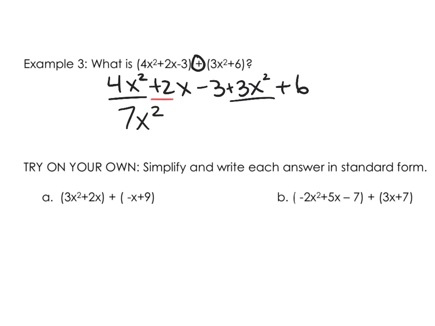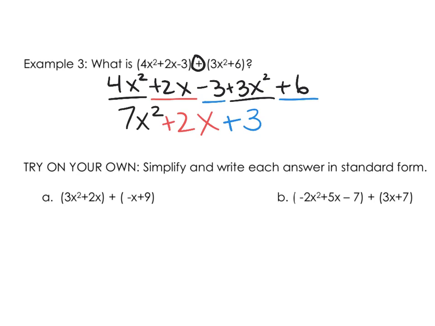And then this 2x doesn't look like it has anyone to go with, so I'm just going to bring it down. And then negative 3x goes with a positive 6, giving me positive 3. Then I double check, is my answer in standard form? Which it is, so I'm done.